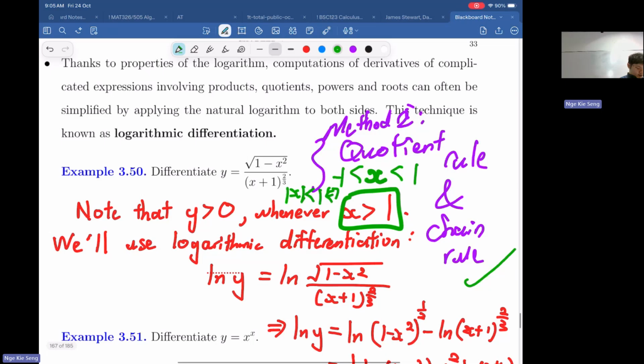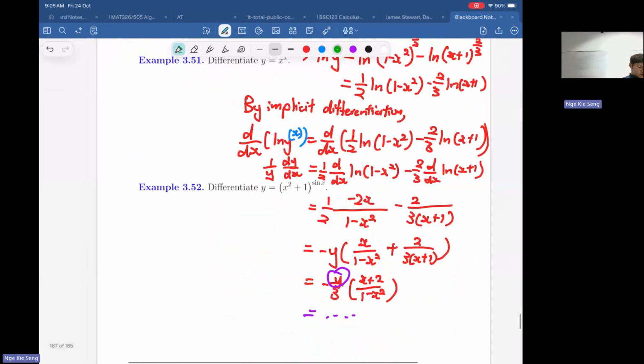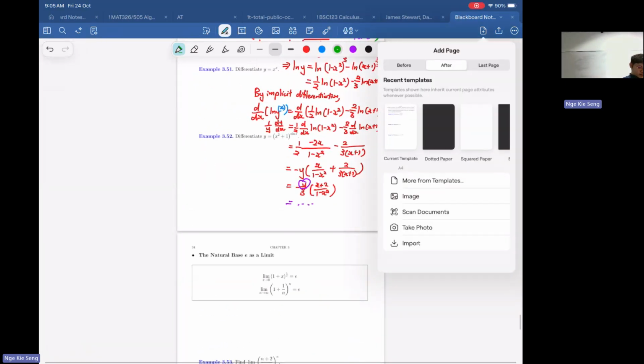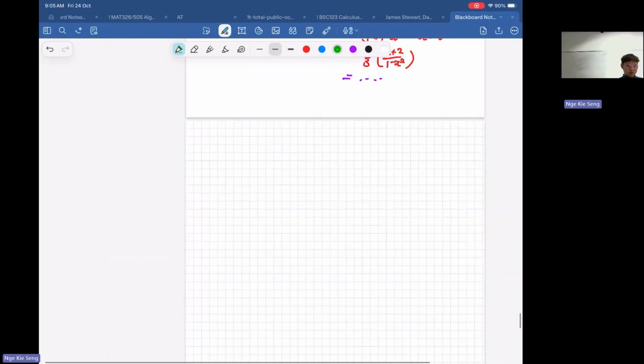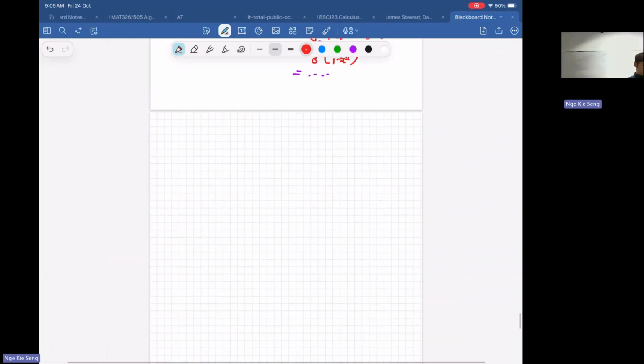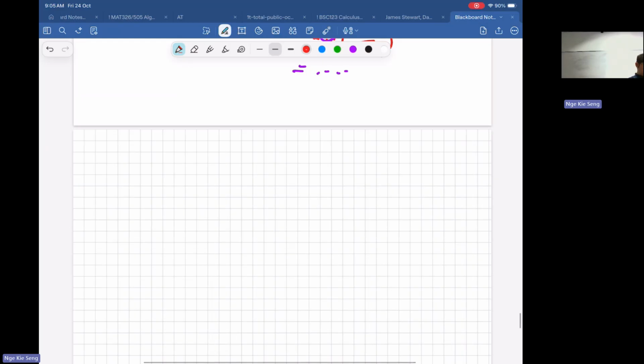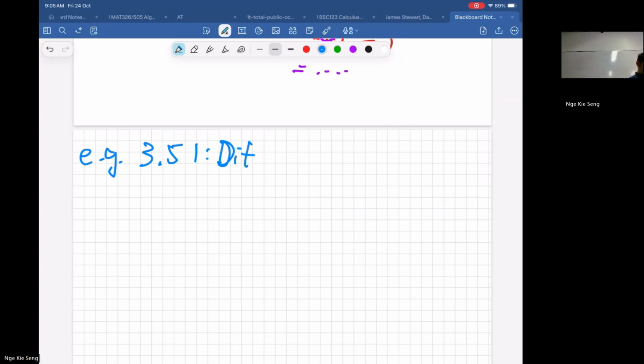All right, let's continue with the next function. Maybe I start a new page here. Let's do one more together, and then the other one we will have as the exercise. So let's try one more here, 3.51. We try to differentiate y equals x to the power x. First you need to decide what's the domain for this function. What's the domain?